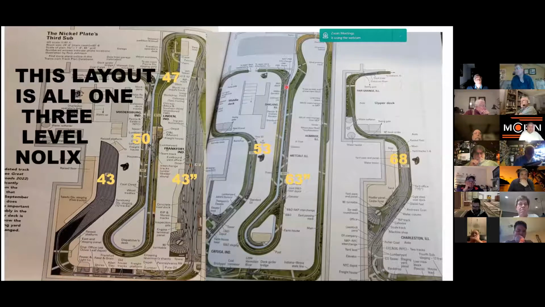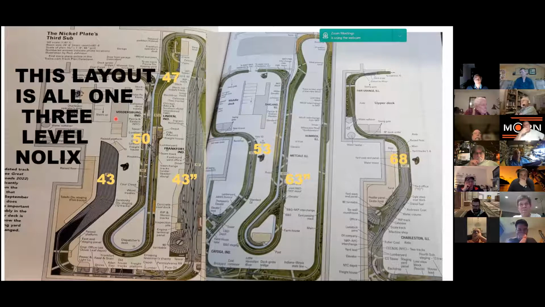And now I wanted to point out this is Tony Koester's layout. The whole thing is a nolix. It starts at 43 at the bottom. It ends up at 70 something, 68. Actually it starts at 43.5 and goes up to 68.5. And literally all of the climbing is done on the loops, and all of the sections in between are flat.